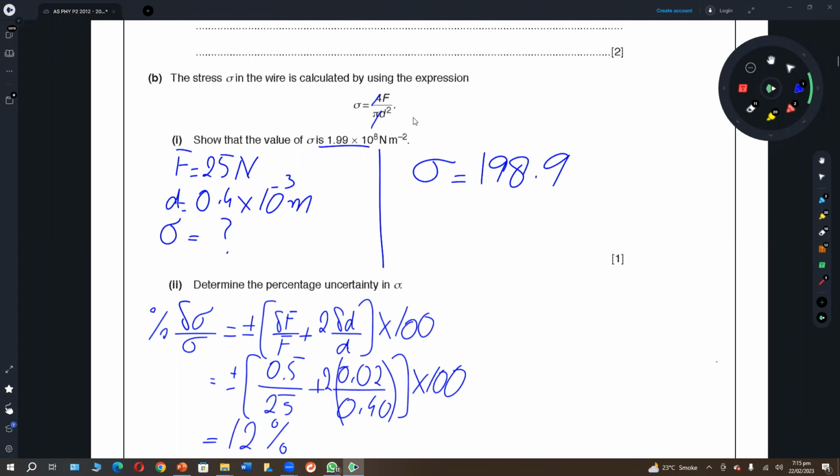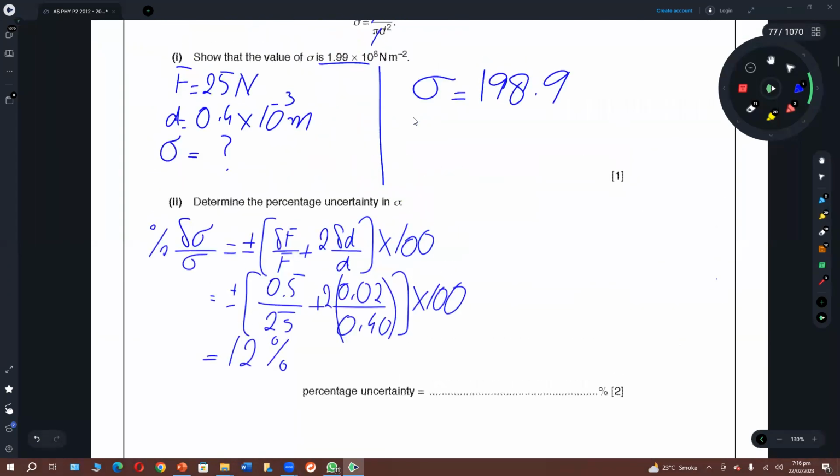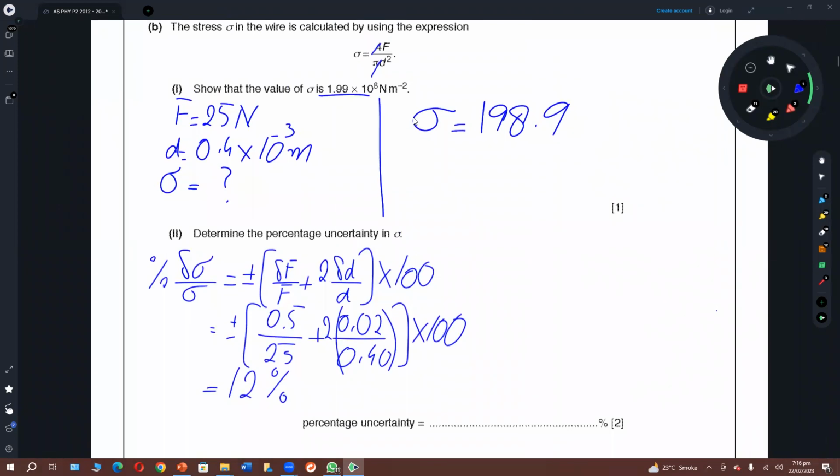So we have sigma in our hand. Now let's solve it. We have a percentage uncertainty. Percentage is equal to uncertainty in sigma upon sigma into 100. This is the formula. I have the percentage, you got 12 for me. I need to find the uncertainty in sigma. The absolute value we had proved is 1.99 into 10 to the power 8.